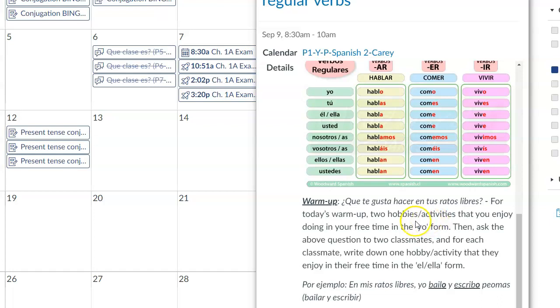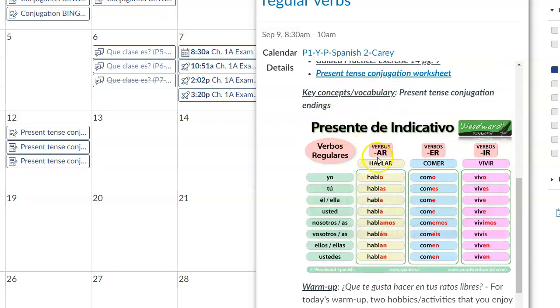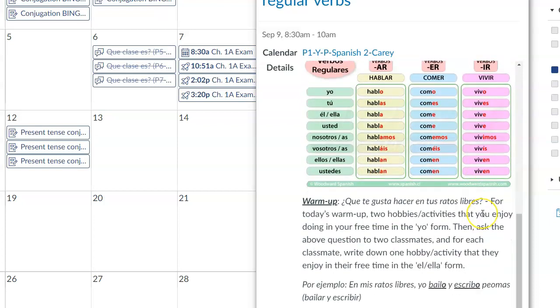For today's warm-up, you guys are going to indicate 2 hobbies or activities that you enjoy doing in your free time in the yo form. So for example, en mis ratos libres, in my free time, yo bailo y escribo poemas. You can see bailar and escribir both conjugated in the yo form. Here you have your endings in our key concepts. The present tense endings for AR, ER, and IR verbs.